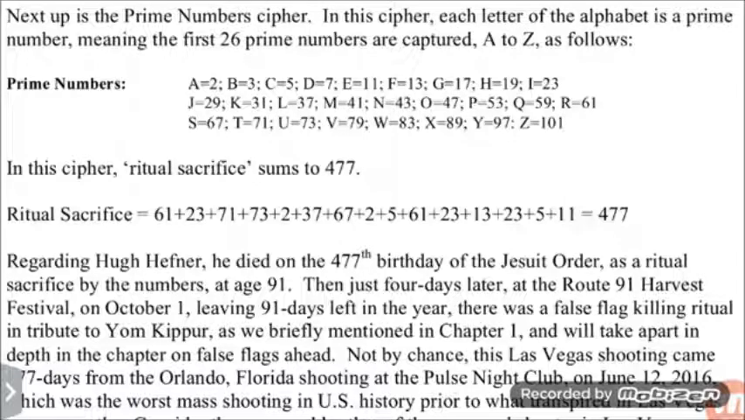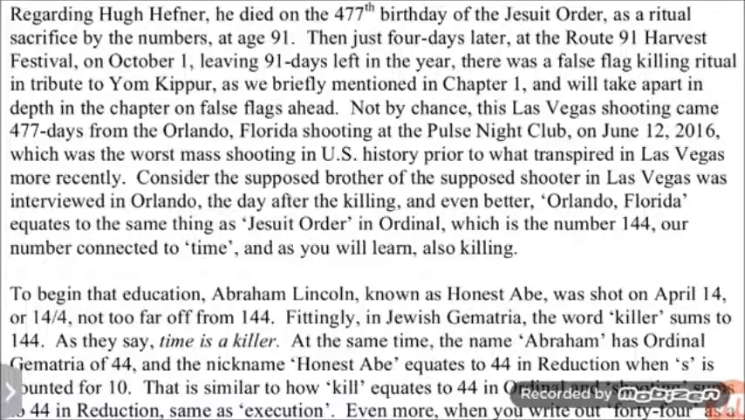Next up is the prime numbers cipher. In this cipher, each letter of the alphabet is a prime number, meaning the first 26 prime numbers are captured, A to Z, as follows. In this cipher, ritual sacrifice sums to 477. Ritual sacrifice equals 61 plus 23 plus 71 plus 73 plus 2 plus 37 plus 67 plus 2 plus 5 plus 61 plus 23 plus 13 plus 23 plus 5 plus 11 equals 477. Regarding Hugh Hefner, he died on the 477th birthday of the Jesuit order as a ritual sacrifice by the numbers at age 91.